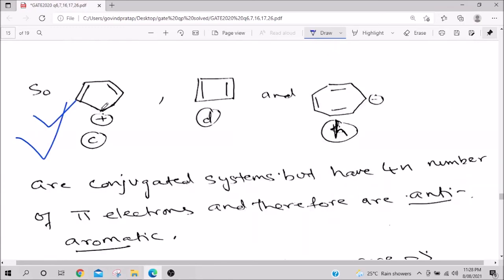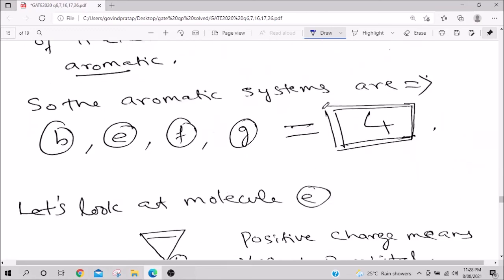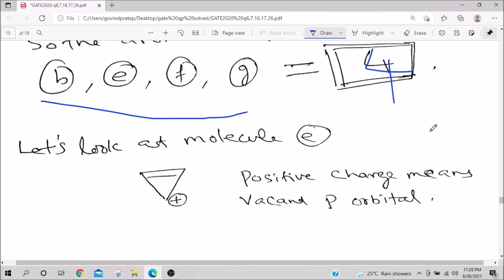Why? Because I told you this is conjugated, there is a p orbital, but the number of total electrons is 1, 2, 3, 4, anti-aromatic. This is also anti-aromatic, this is also anti-aromatic. 6: 1, 2, 3, 4, 5, 6. Negative charge means 2 electrons are there. If only 1 electron was there, it would have been a radical. 2 electrons are there, 6 plus 2, 8. So this is also anti-aromatic. So all these systems are wrong. The number of aromatic systems is only B, E, F and G, that is 4. They had asked for a number, so you just have to write 4 there.